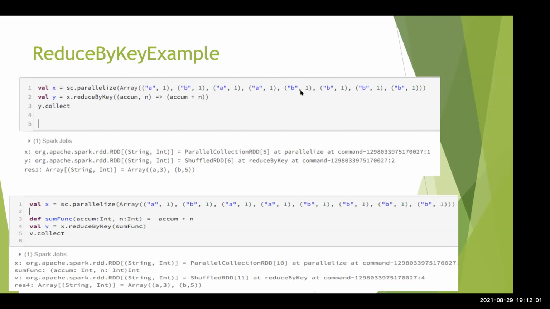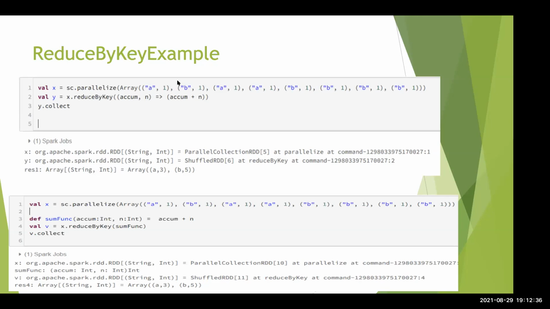You see A is repeated many times, B is repeated many times, and so on. Reduce by key has 2 parameters, accumulator and n. The accumulator will initially be 0, of course. Then we take A and it will be 1. For each key it is done separately. For A, it is summing up. The values of A are 1, 1, 1, so it sums 1 plus 1 plus 1 and becomes 3. You can see A3 here.